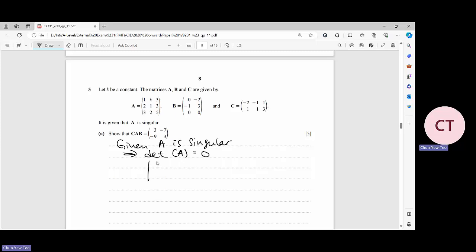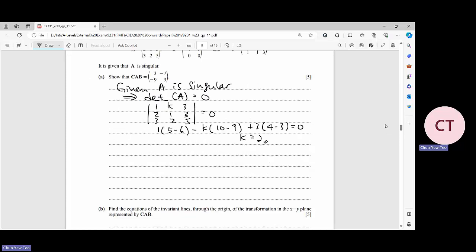So to find the determinant of A, just put 1, 2, 3, K, 1, 2, 3, 3, 5, 0. Then you will get 1 of 5 minus 6, minus K of 10 minus 9, plus 3 of 4 minus 3, equal to 0. Expand, simplify, you will get K is equal to 2. So the very first thing is to find K. So once you find K, then CAB will be the matrix C, this is the matrix C.